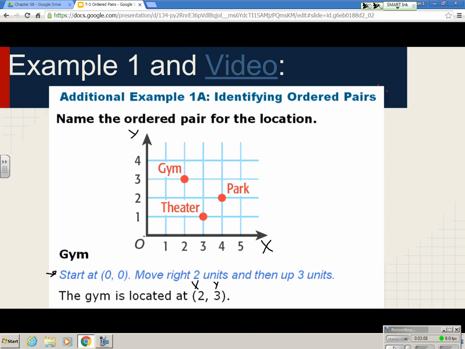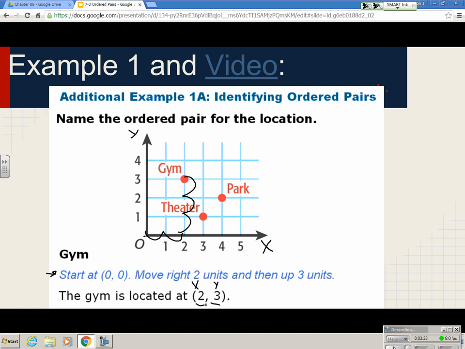Start at (0, 0), and we're going to move 1, 2 for the gym to the right, and then we're going to go up 1, 2, 3. So when you write your ordered pair, you write the X first, (2, 3), and you put it in parentheses. So that's where the gym's located. It's at the corner of 2nd Street and 3rd Avenue.